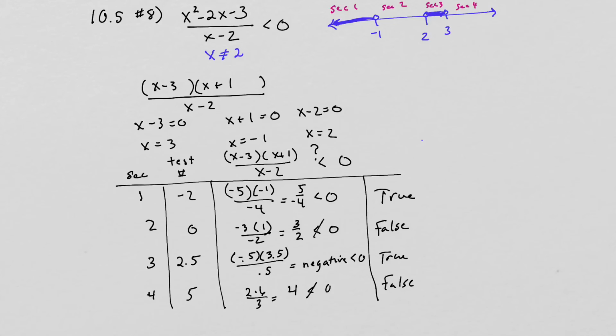So our answer then would be negative infinity up to negative 1, union 2 to 3. We use the open circle because we had the less than symbol, but even if we had had less than or equal to, on the 2, we would have had to use an open circle. On the other points, if we had had a less than or equal to symbol, then we would have used a solid dot.